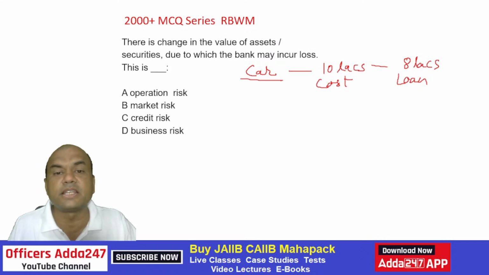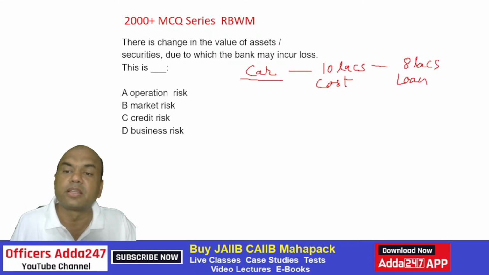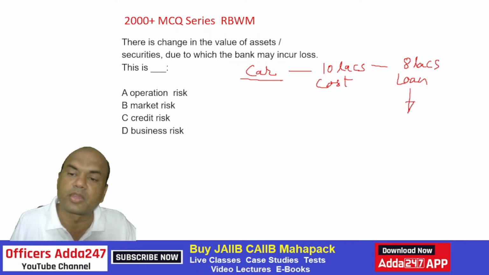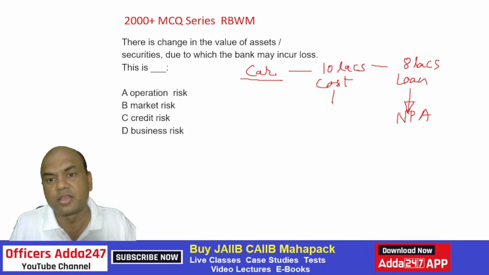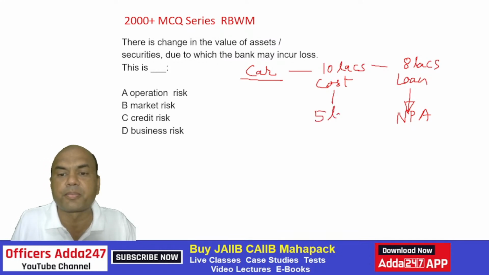Now, the change in the value of the assets, due to which the bank may incur a loss. Now this loan becomes NPA. The customer is not paying the EMIs, so you'll have to sell this car. But the value of this car, when you sell it as a second-hand car, goes down to almost half the price. So it goes down to 5 lakhs.